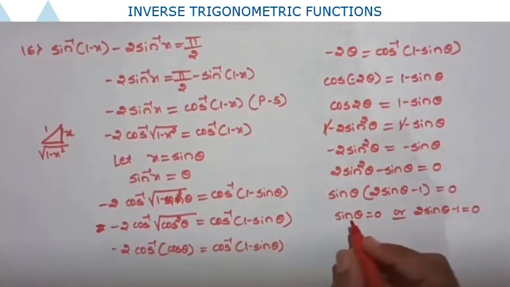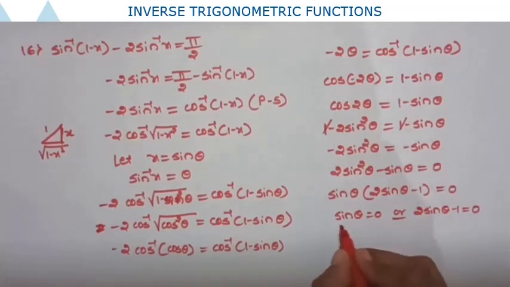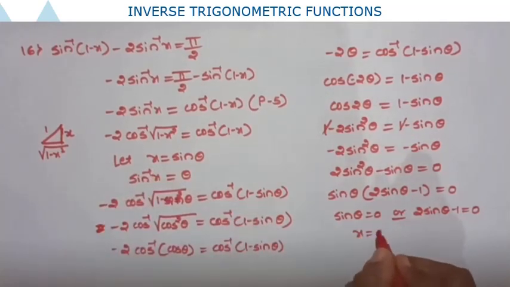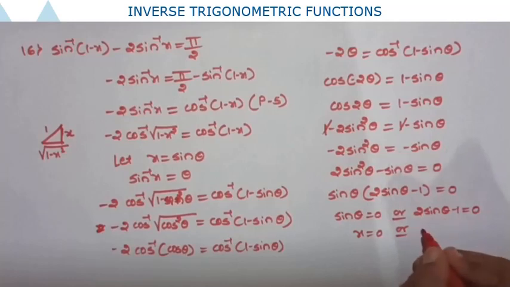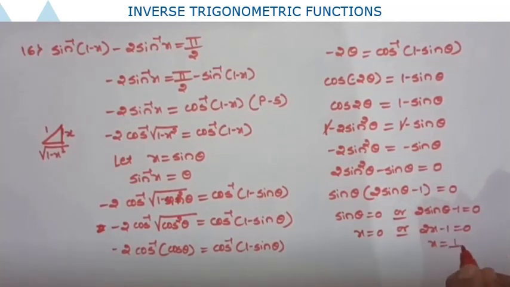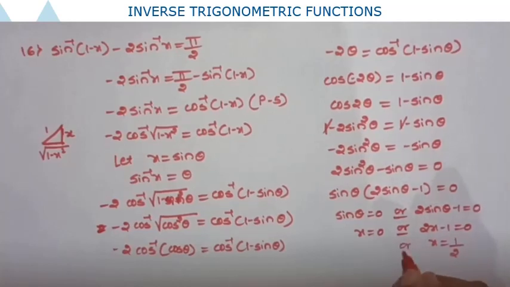So sin theta equals to 0. What is sin theta here? Sin theta is nothing but x, so x equals to 0, or here sin theta again is x, 2x minus 1 equal to 0. Therefore we can have x is equals to 1 by 2. Okay, x equals to 0 or x is equals to 1 by 2.